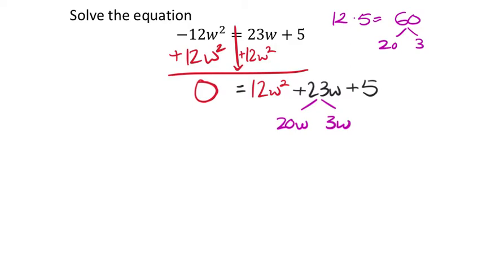But then we still have the rest of it, so it's a 12w squared. That was a positive 20w. And then we have the plus 5 on the tail end there. Okay, so we're looking at factoring by grouping. Again, it does equal 0, but I'm not worried about that right now.